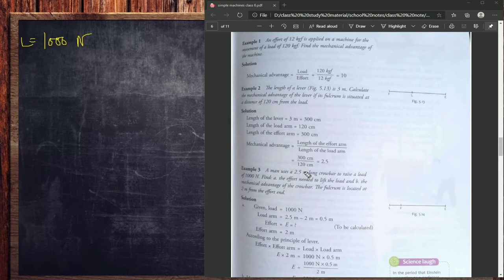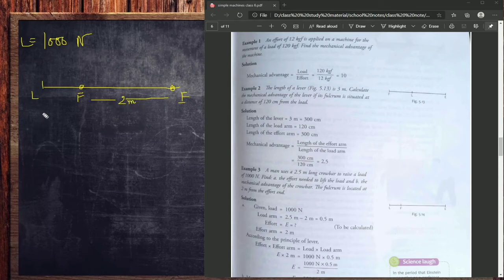So further, the effort needed to lift the load, we have to calculate that one, and the mechanical advantage of the crowbar. The fulcrum is located at 2 meter from the effort. So we know that the fulcrum, let me draw it first. The fulcrum is situated somewhere here. This is the load and this is the effort. So what should be the arrangement for this one? The effort arm will be 2. It is given over there, 2 meter.